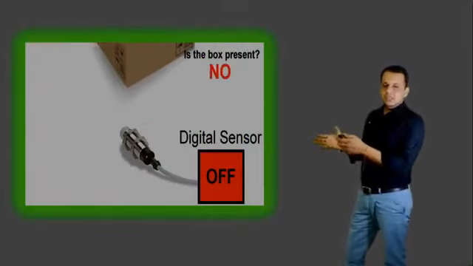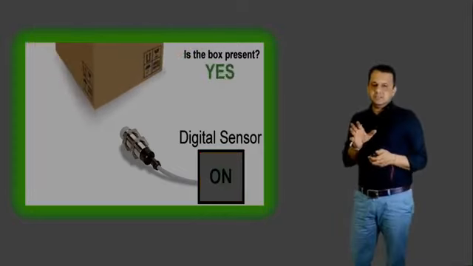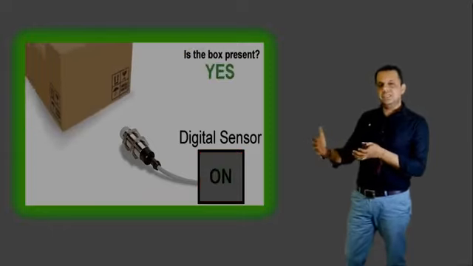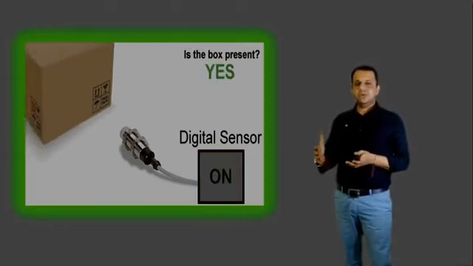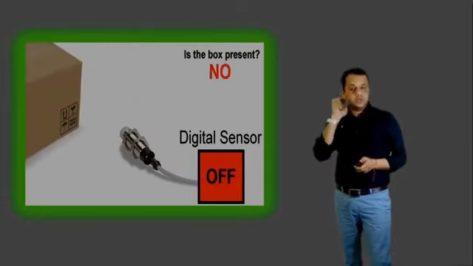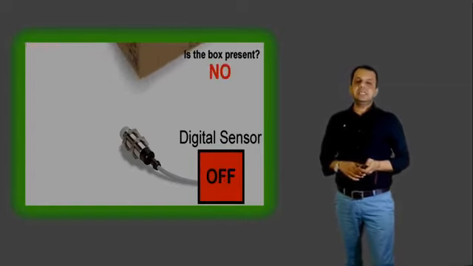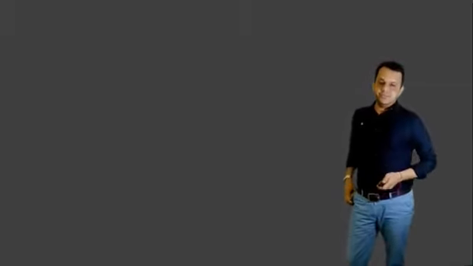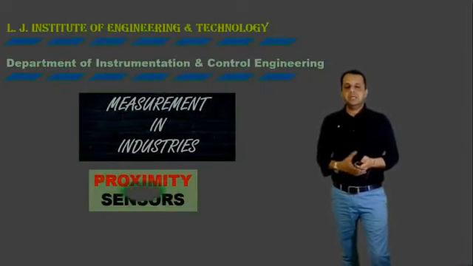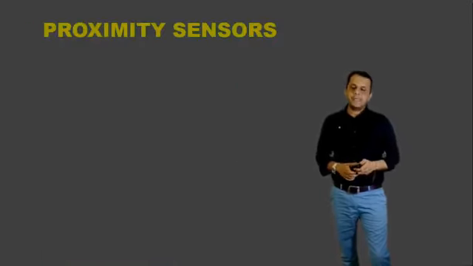Look at this. What is happening here? You can see a sensor sensing the presence of an object, like how nearby the object is to the face of the sensor. Exactly, we are going to talk about proximity sensors in measurements. I am your course instructor Motion Bhatia, and we are coming ahead with proximity sensors in measurement in industries.